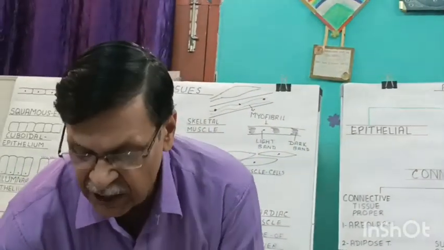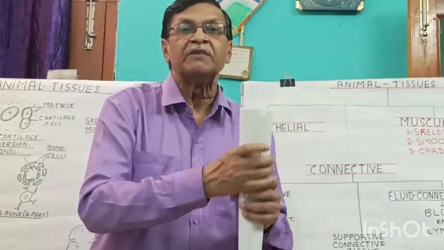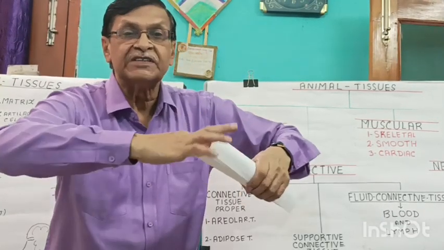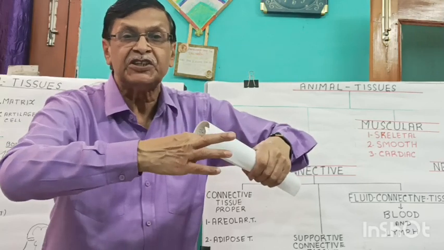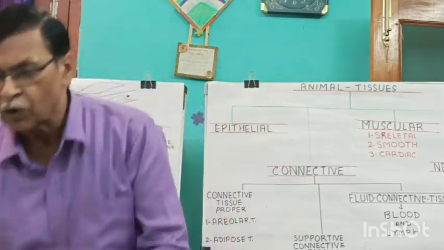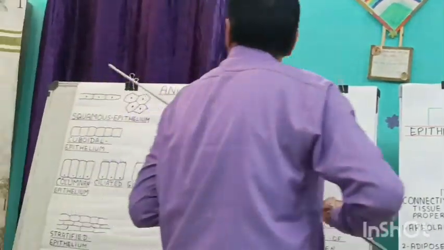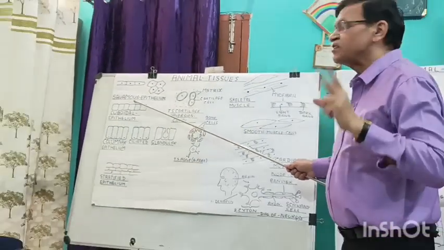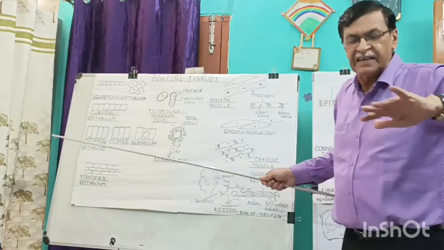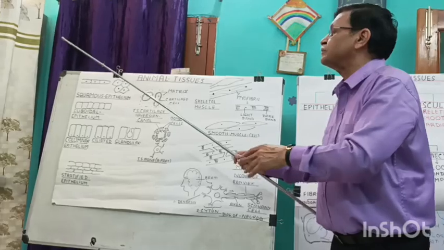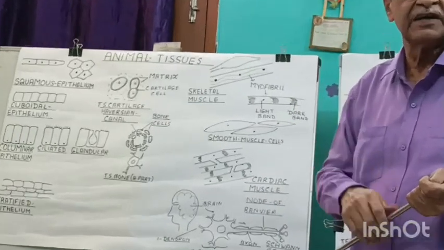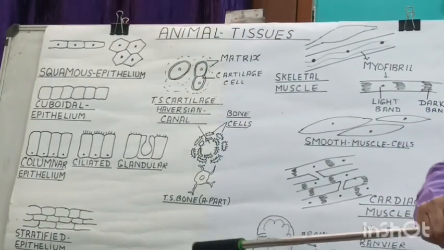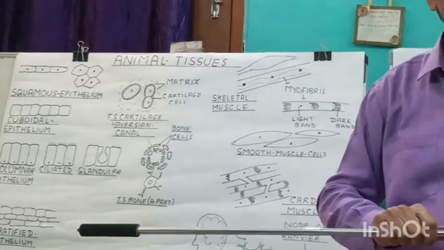Epithelium means outermost covering. So if any animal or plant body, the outermost covering is covered by epithelium, and of course the inner layer of the body cavity or the alimentary canal also. Now, these epithelial cells are of many types. First of all, there is squamous epithelium. Squamous means something like tiles, and the cells are polygonal or rectangular or square, but they are attached with each other and make a tile-like flooring on the body.